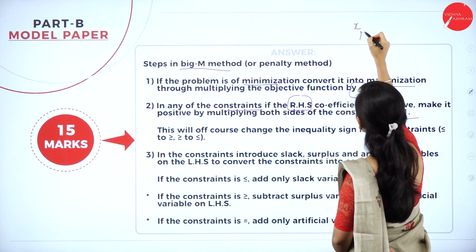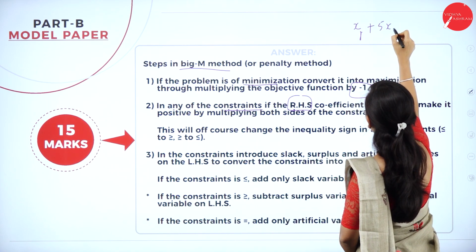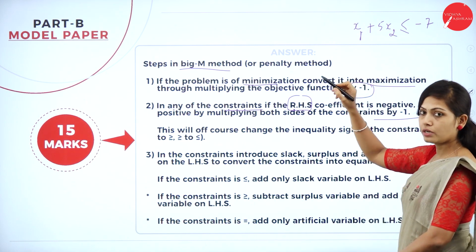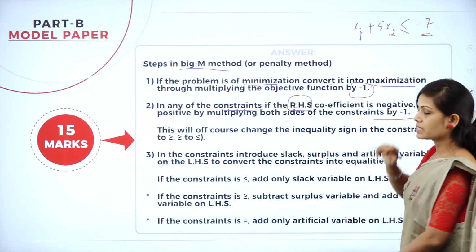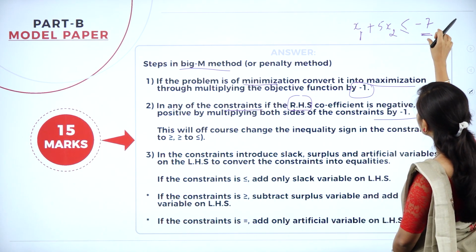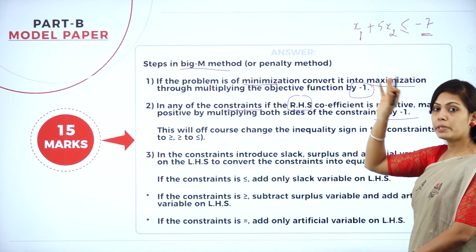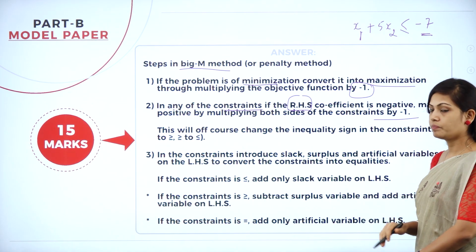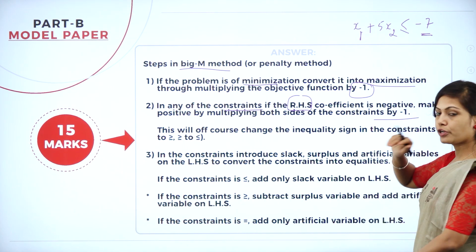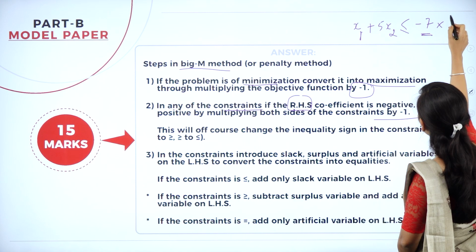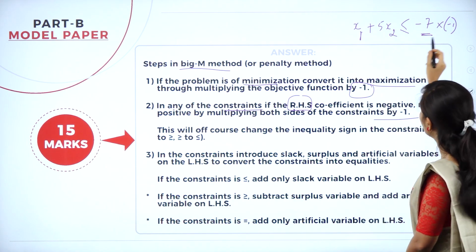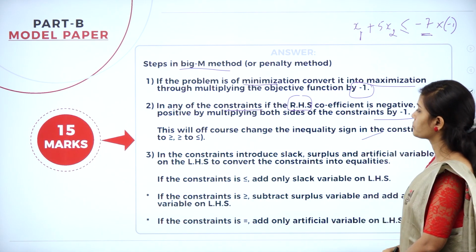Example, x1 plus 5x2 less than or equal to -7. Here the RHS value is -7. All the RHS values should be positive in the simplex, B.C.A and two-phase methods and in the graphical method. If you get a negative value, multiply each equation by -1 and convert it into positive. That is the second step.